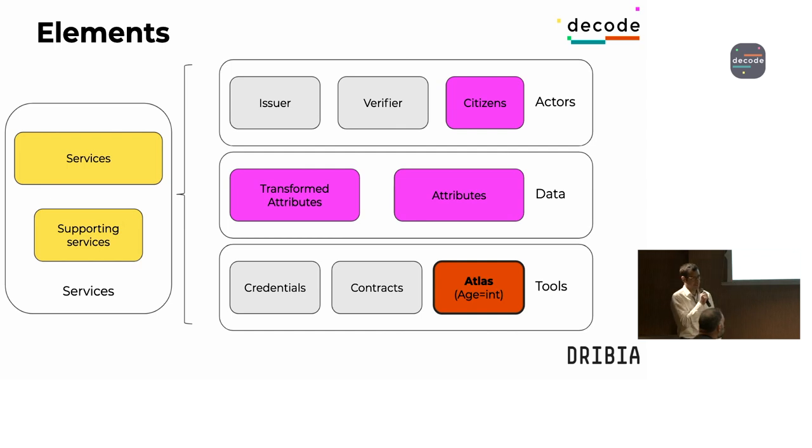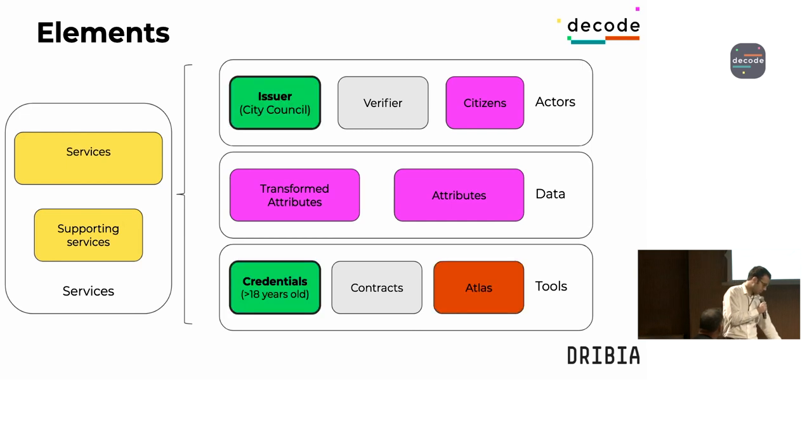Then you have the Atlas, which is the part of the app that defines the type of data you have in your phone. Actually, it's a JSON file that defines all the data that you have in the phone. For example, you define the age as an integer. Okay, I think Jordi will go much deeper on this.